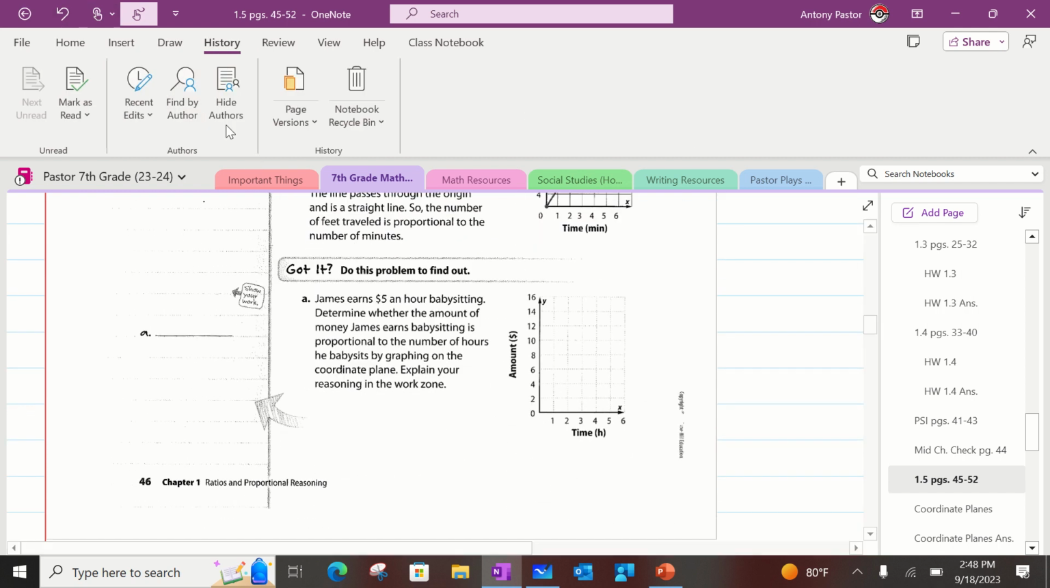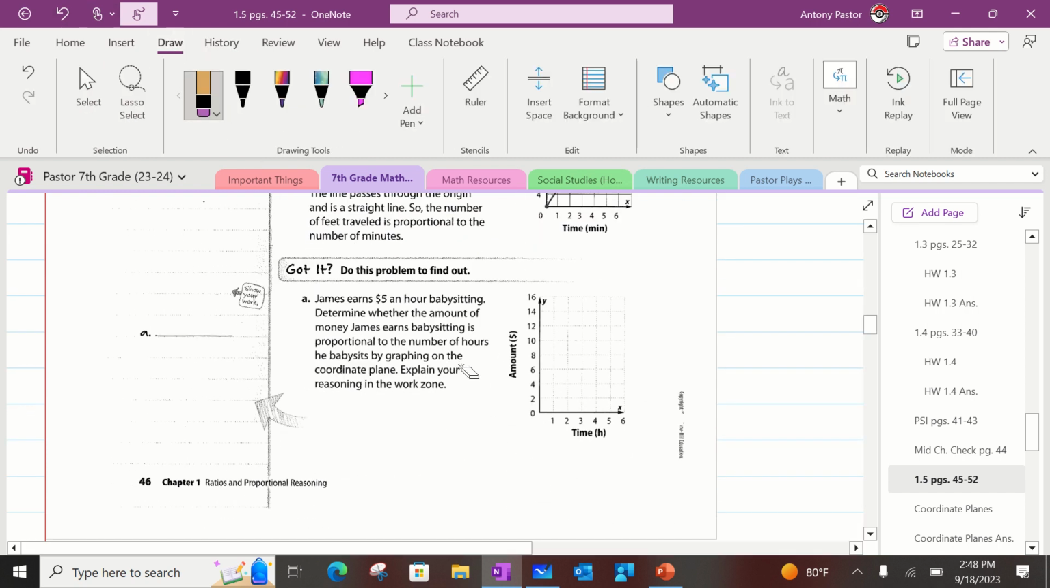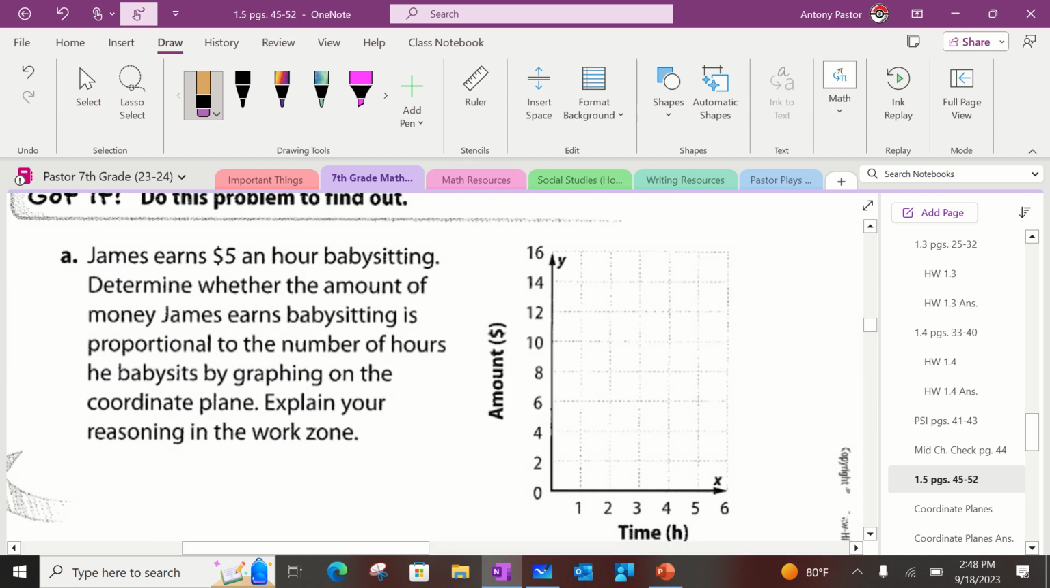So let's do this problem to find out. James earns, and we're going to go ahead and zoom this in, and it may be a little blurry, but it's fine. James earns $5 an hour babysitting. Determine whether the amount of money James earns by babysitting is proportional to the number of hours he babysits by graphing on the coordinate plane. Explain your reasoning in the work zone.